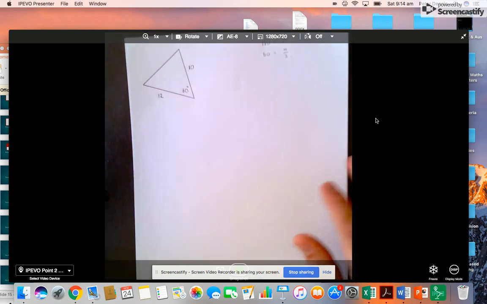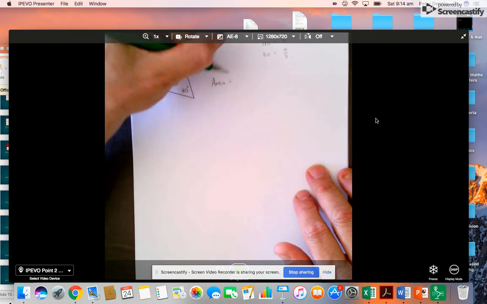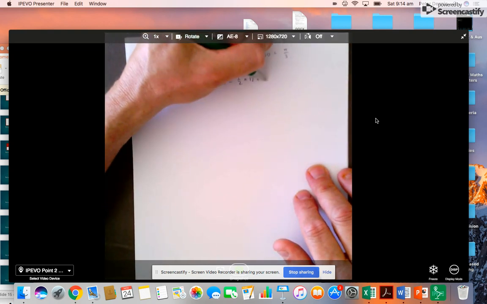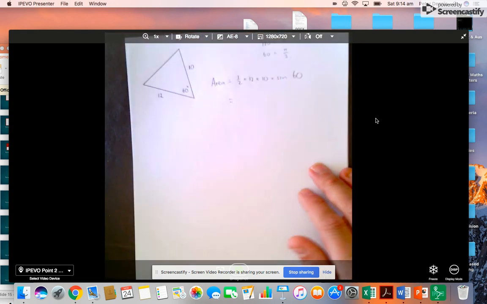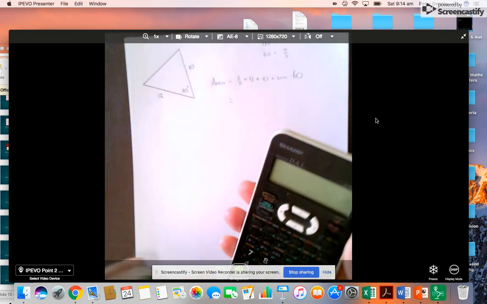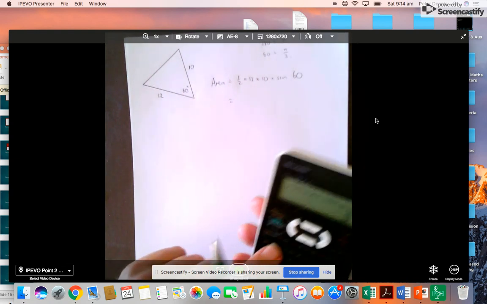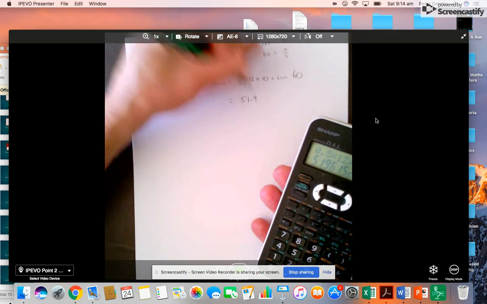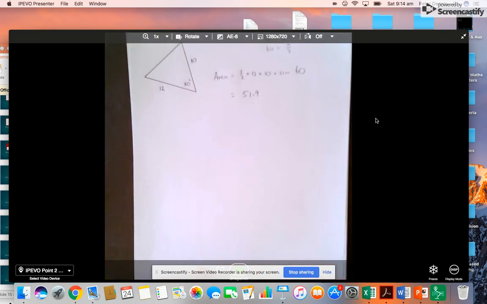So what would this be in terms of the area? The area is just going to be a half AB sine C. Very simple. A half times 12 times 10 times sine 60. And that would just be a matter of plugging that into the calculator. It wouldn't be very difficult at all. And if we got a question like that, I think we should all be cheering. And that's just 51.9 centimetres or units squared or whatever that is.